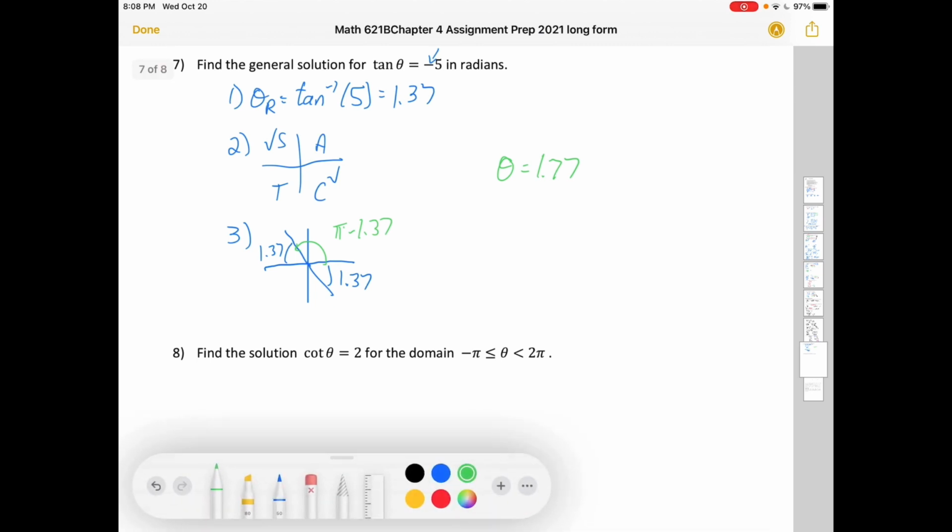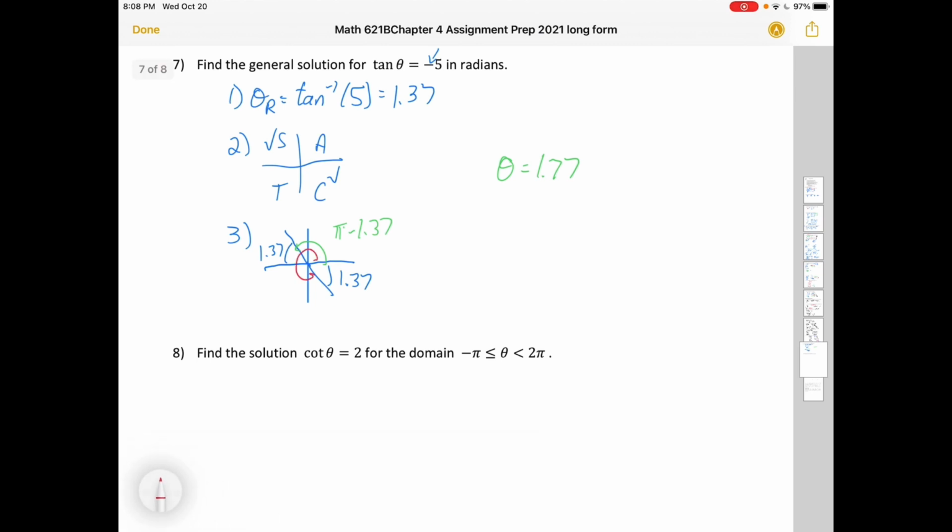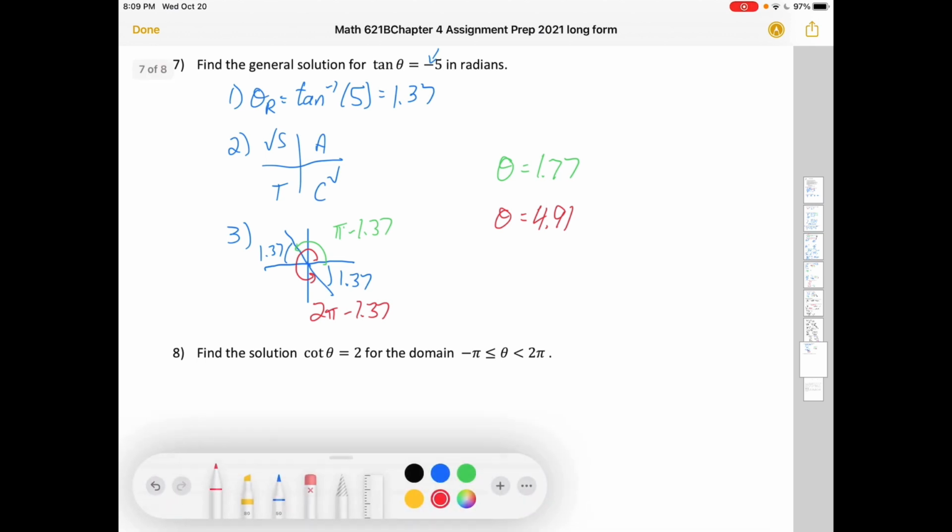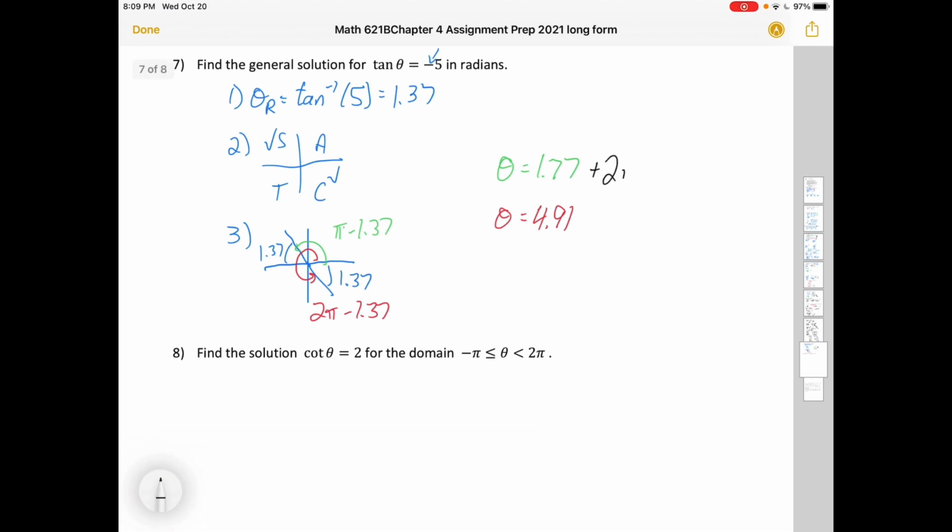The next one, we've got this one here. That's 2 pi minus 1.37. It's a little less than a full revolution. And again, throw that into your calculator. You can get 4.91. Those are the answers in the first revolution. If you want to turn it into a general solution, just add a 2 pi n to each of them.